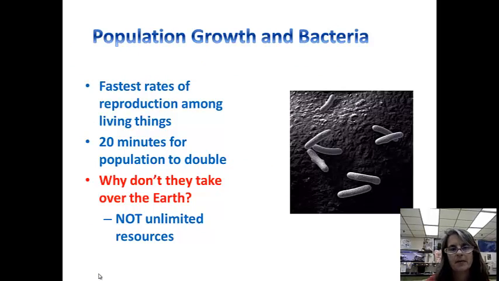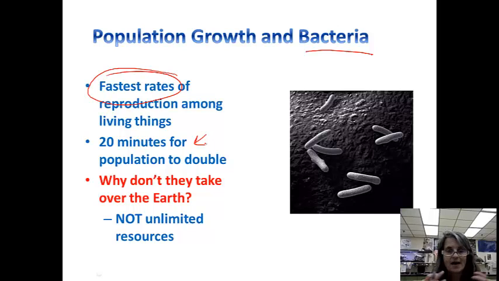So here's an example, population growth in bacteria. Think about that. These organisms have the fastest rates of reproduction among all living things. 20 minutes for any population of bacteria to double. So why haven't they just taken over the earth? Why can we even move around on the planet without having to swim through bacteria? Okay? Well, the reason is because they don't have unlimited resources. When organisms have to compete for resources, then all of a sudden the numbers of them are held in check.